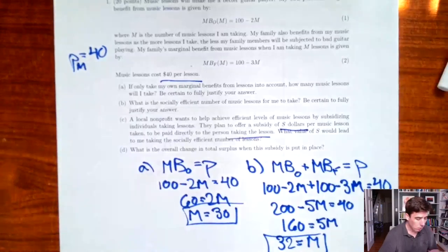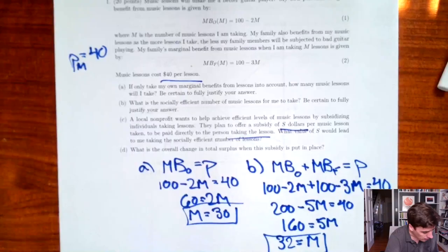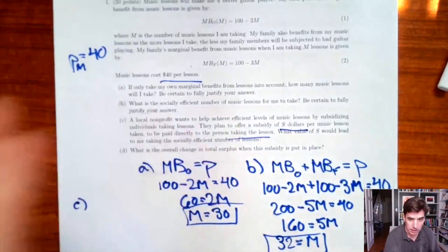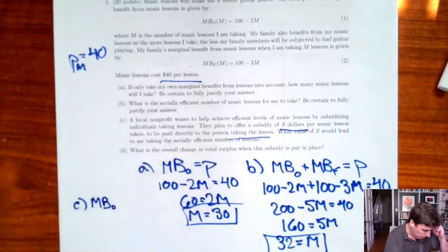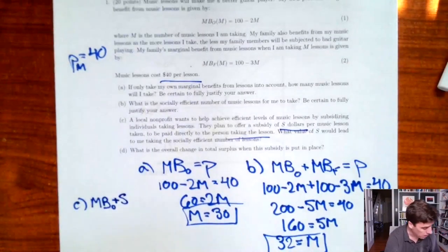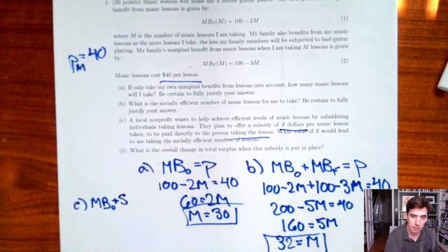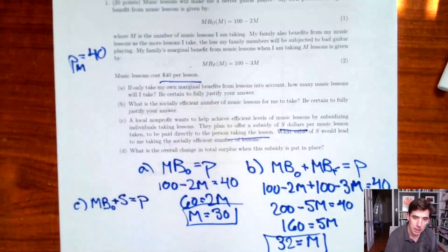All right, well, basically, we're back in the world of part A here, where I'm trying to think of how many lessons I want to take. And what we're saying is that my marginal benefit from the lesson, this local nonprofit is going to tack S onto that. So let's go ahead and do part C over here, just because of the nature of my doc-cam here. I'm thinking about my own benefit from the lesson. I'm also thinking about getting S per lesson in this subsidy. And so if that combined amount is bigger than the price of the lesson, it's worthwhile. If it's less than the price of the lesson, it's not worthwhile. So I'm finding the point where this thing is just equal to P.